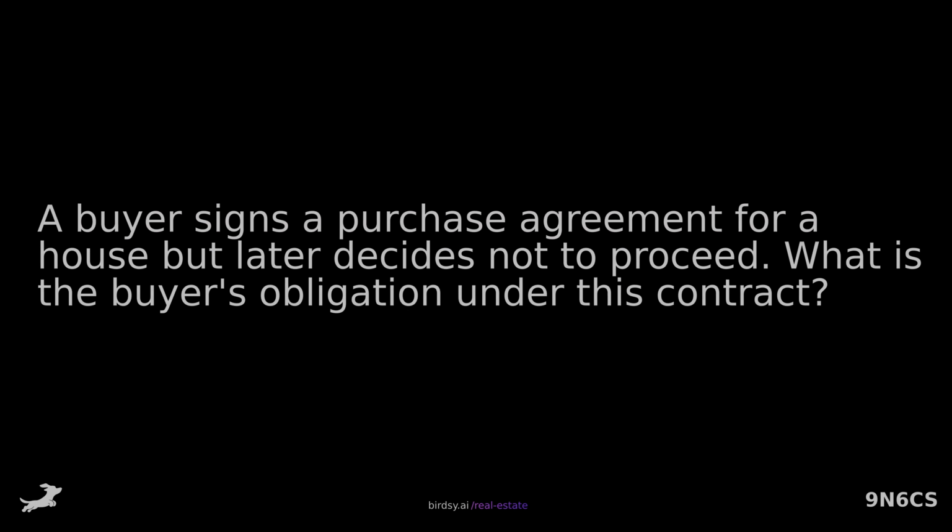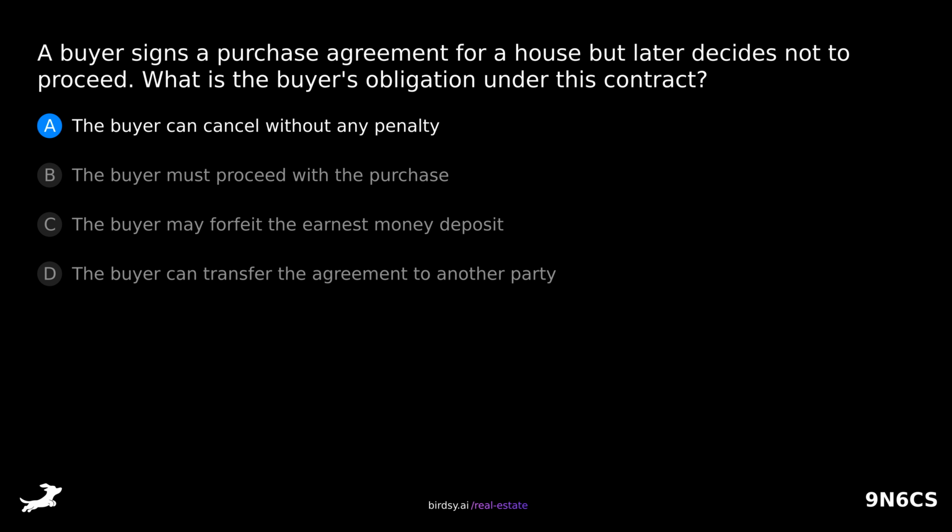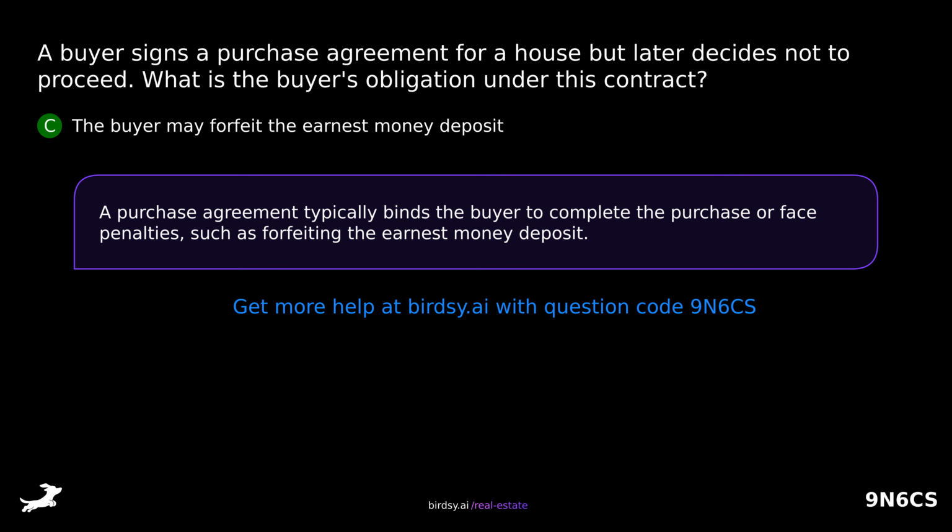including duration and payment terms. A buyer signs a purchase agreement for a house but later decides not to proceed. What is the buyer's obligation under this contract? Is it A, the buyer can cancel without any penalty, B, the buyer must proceed with the purchase, C, the buyer may forfeit the earnest money deposit, or D, the buyer can transfer the agreement to another party? The answer is C, the buyer may forfeit the earnest money deposit. A purchase agreement typically binds the buyer to complete the purchase or face penalties, such as forfeiting the earnest money deposit.